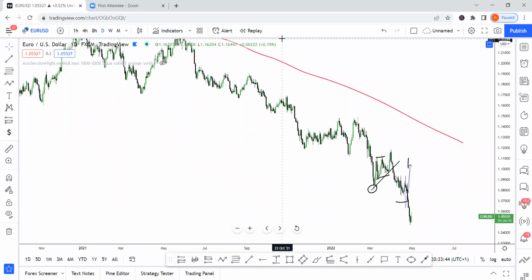Why did I tell him to delete it? Not because the setup was wrong. The setup was right. But having a sell setup in a level that is close to demand will not succeed. It will struggle. So now let me explain to you.